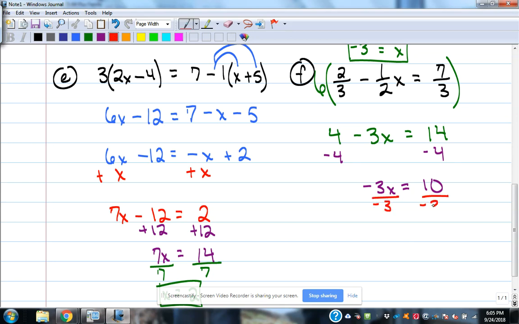Does 3 go into 10 evenly? No. Is there anything that goes into both 10 and 3? Nothing other than 1, and 1 doesn't help us. So we're going to leave it as that fraction, negative 10 over 3. Just like that.